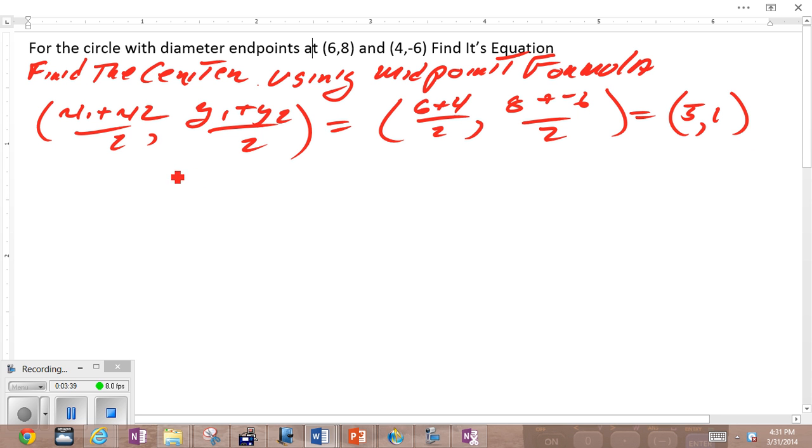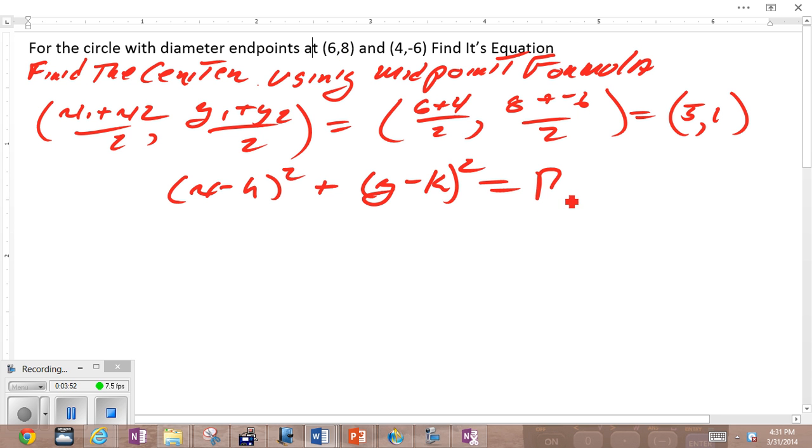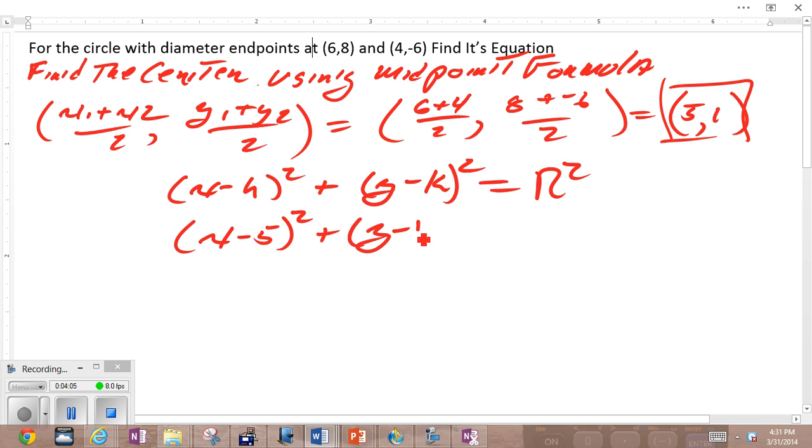So remember, the equation of the circle is of the form x minus h, the quantity squared, plus y minus k, the quantity squared, is equal to r squared, the radius squared. Well, we have h, k right here, 5, 1. So we've got that much of it done. x minus 5, quantity squared, plus y minus 1, the quantity squared, is equal to r squared. Now all we have to do is find the radius.